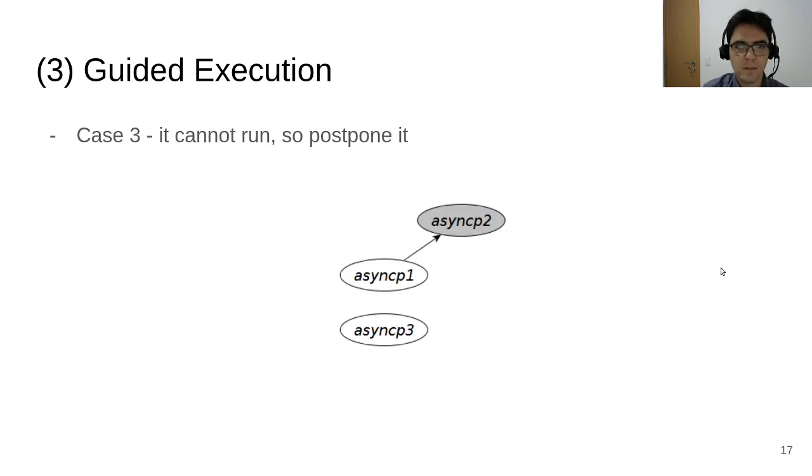Finally, in case 3, the current callback cannot run due to some dependence, so the callback is postponed. For example, async p2 in gray is scheduled to run, but it depends on async p1 that is not executed yet. So NodeRacer postpones async p2 and expects async p1 to run first. Using this guided execution, different interleavings are explored in each rerun of the original test.